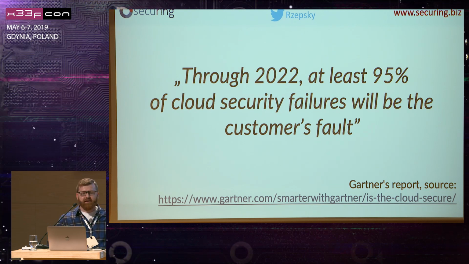And at the end, this is the Gartner report: through 2022, at least 95% of cloud security failures will be the customer's fault. So Amazon will say, hey, we are doing a good job. If there is a failure, they will blame you.